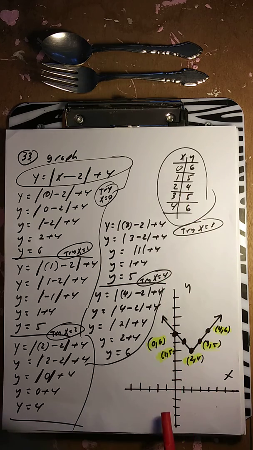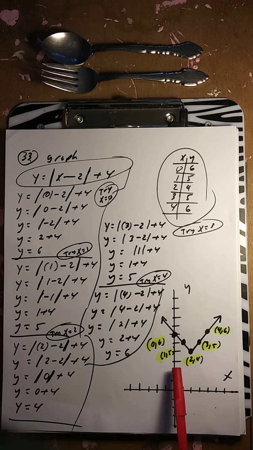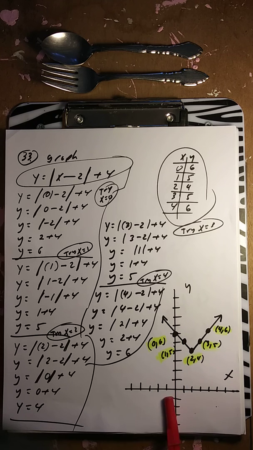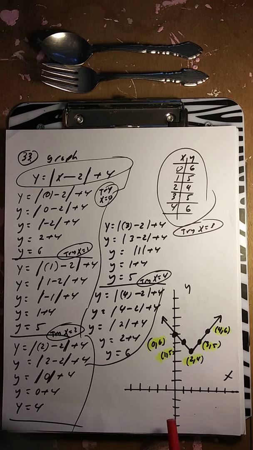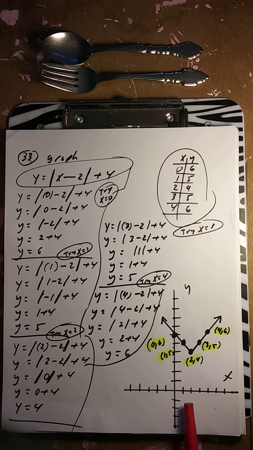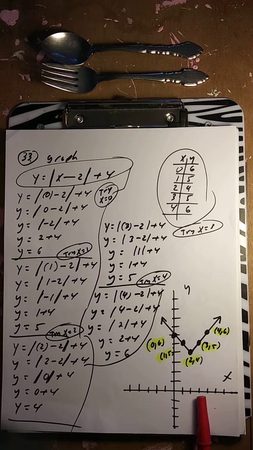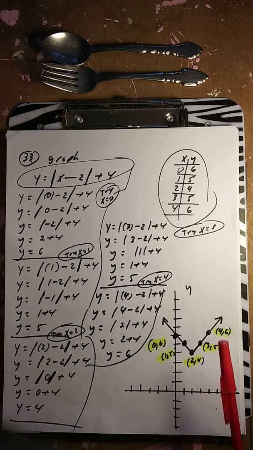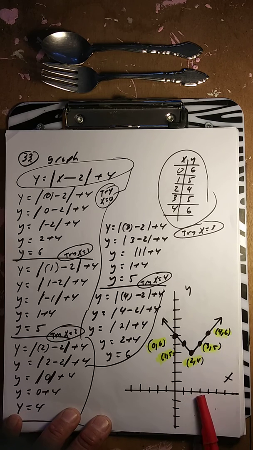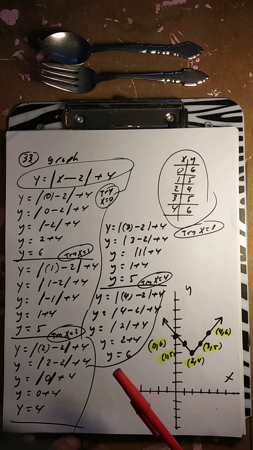So 0 and up 6. 1, 2, 3, 4, 5, 6 spaces. Next one, put 1 and up 5 spaces. 1, 2, 3, 4, 5 right there. Put 2 and 4. 2 spaces and then up 4. 1, 2, 3, 4 right there. And then put 3 and 5. 1, 2, 3. Up 5 spaces right there. And the last one, 4 and 6. 1, 2, 3, 4. And you're going to go up 6 spaces. So there's the graph of the absolute value. So like a V-shaped looking guy.